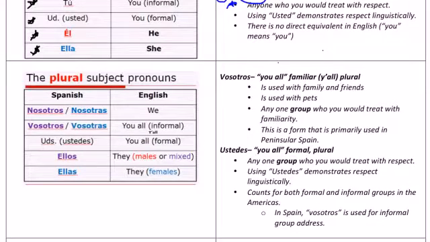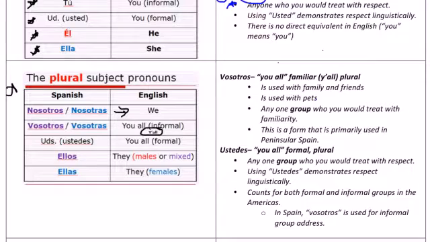Moving along, we have the plural subject pronouns. In Spanish, we have nosotros and nosotras, which means we. We have vosotros and vosotras, which we don't have a true representation of in English, but it means you all informal, or what I like to call y'all. We also have ustedes, which means you all formally. And then we have ellos, which means they, and ellas, which also means they.